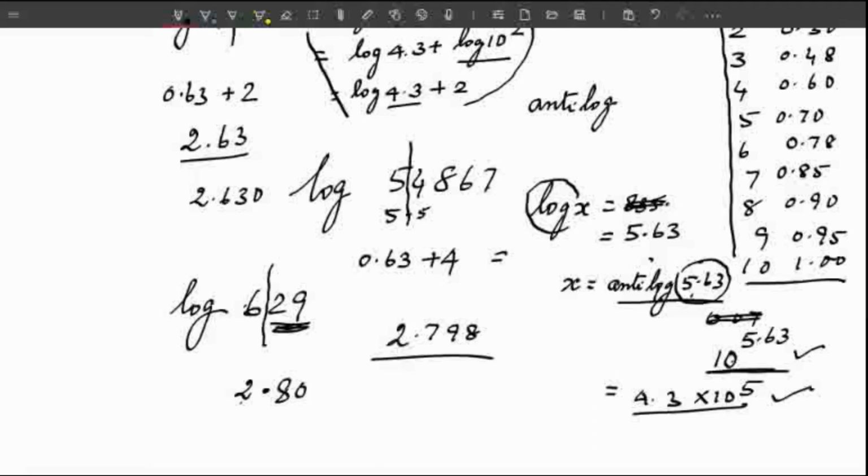Instead of this, 10 power 5.63 is equal to what? You can write 10 power 5.63 as 10 power 5 into 10 power 0.63. This is 10 power 5. And 10 power 0.63 is equal to what? For which we are going to see the alternative way. What is the alternative way?